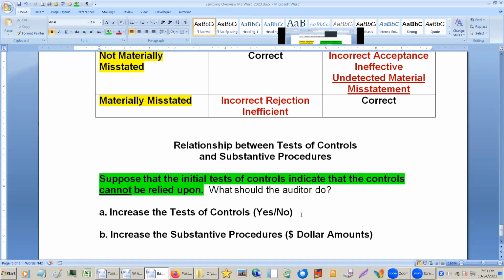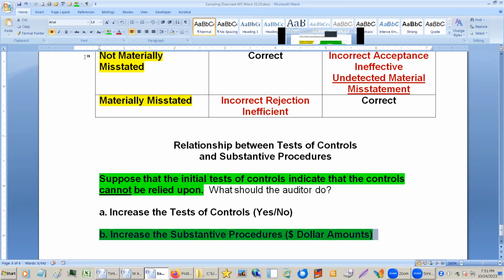No. So if this happens, what you're going to do is increase the substantive procedure. So when you get into it and find we can't rely on these controls, well, stop testing them. Don't waste any more time on them. You're not going to be able to use them anyways to reduce, so just increase your substantive, the dollar amount.